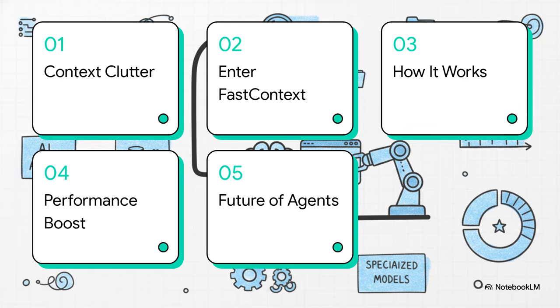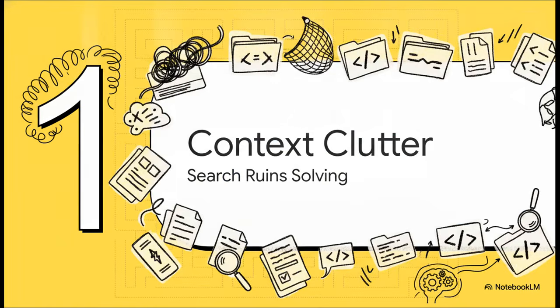To get to the bottom of this, we'll break the research down systematically. First, the context clutter problem. Second, introducing FastContext. Third, how FastContext actually works. Fourth, the performance boost. And finally, the future of coding agents. Okay, Section 1, the context clutter problem: when searching ruins solving.